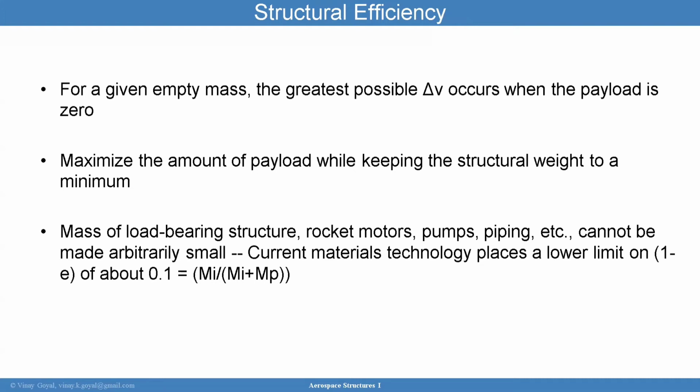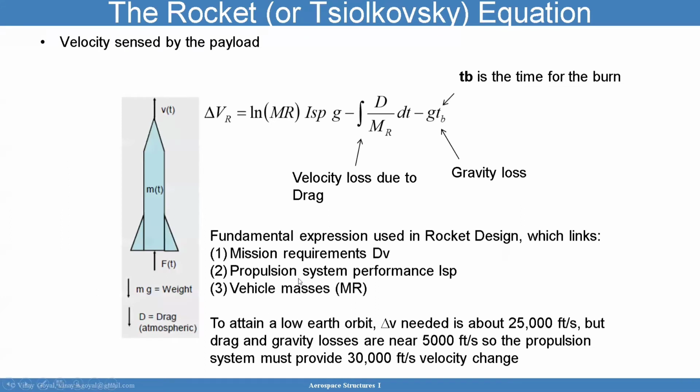So if you take the inert mass, you cannot go lower than 10%. If you do, you can, but you're going to require new technologies. And propellant mass is typically 90%, inert mass 10%. That's really optimal right there.